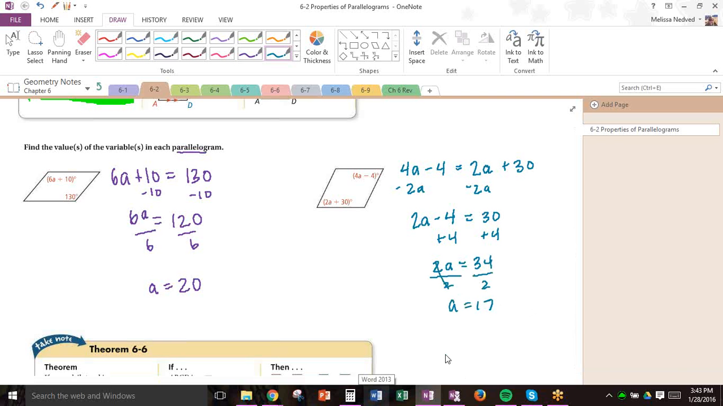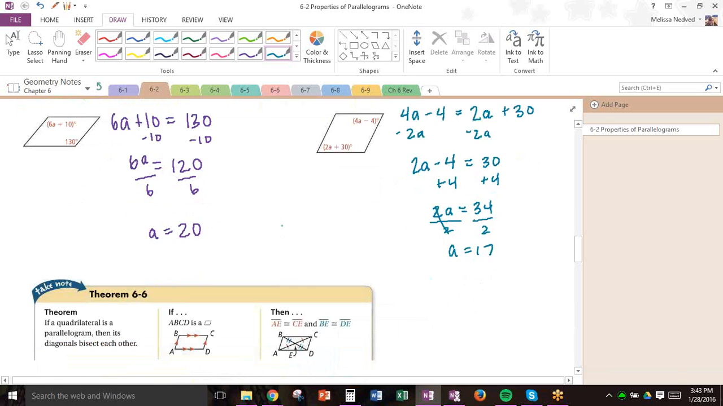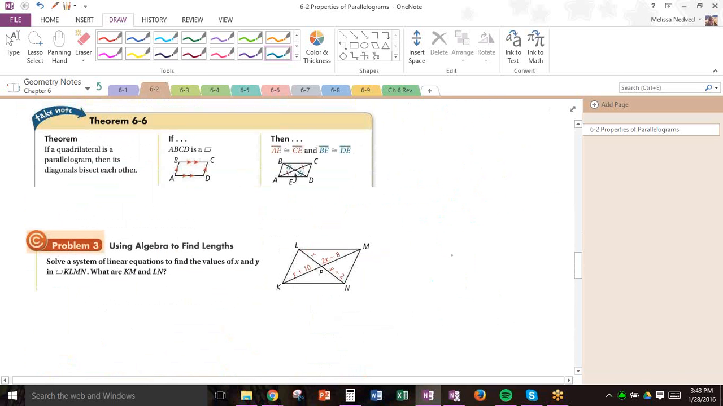So far, let's just recap the properties we've talked about. We know by definition, a parallelogram has opposite sides parallel. Our first property said opposite sides are also congruent. Our second property said consecutive angles are supplementary. And our third property said opposite angles are congruent. So already within the first half of our notes, we know 4 things about parallelograms. And we're about to learn a 5th.